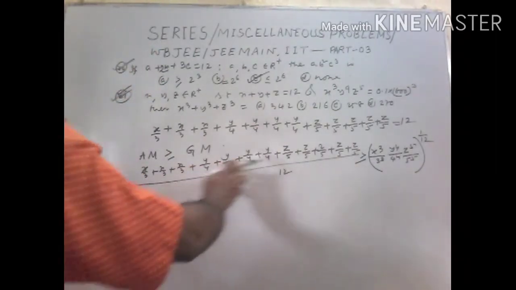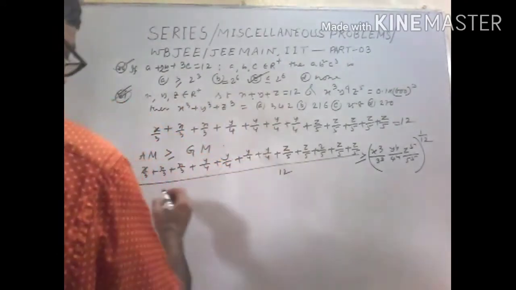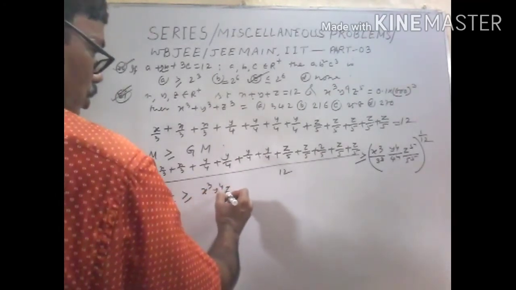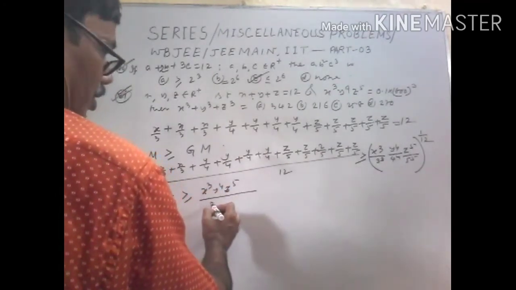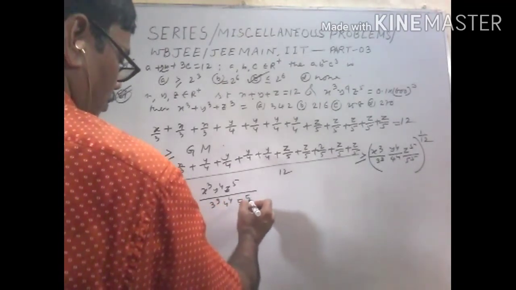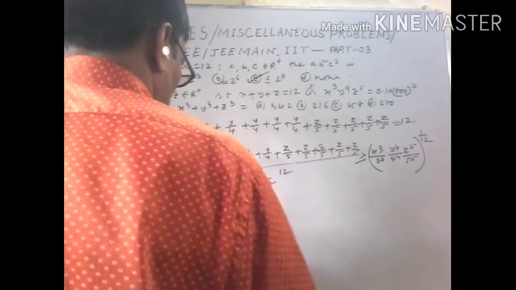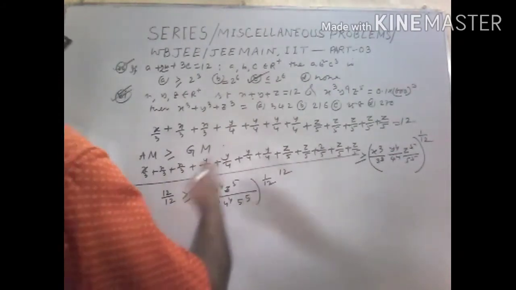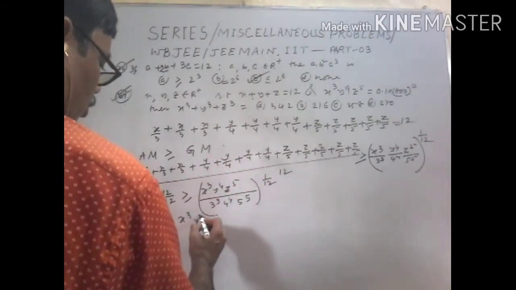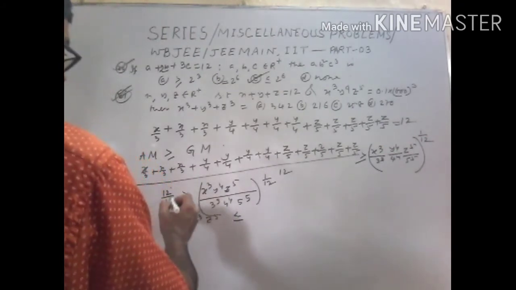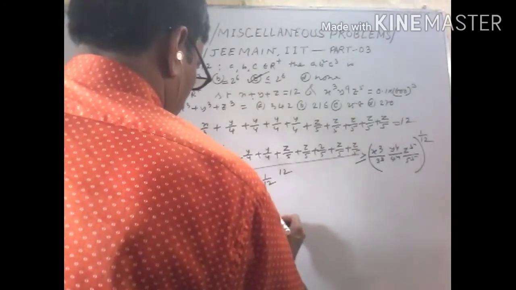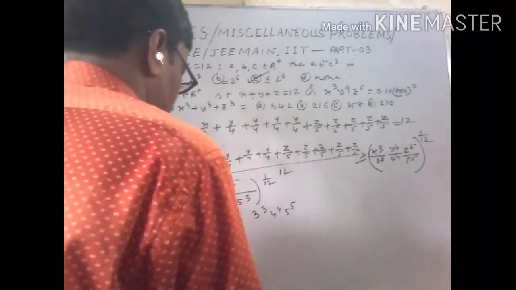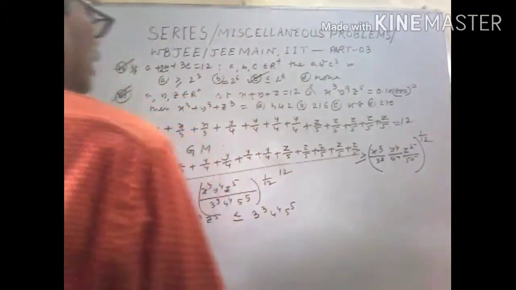So this is equal to x plus y plus z, and this is given to be 12. So 12 by 12 is greater than or equal to x cube y4 z to the power 5 by 3 to the power 3, 4 to the power 4, 5 to the power 5, whole to the power 1 by 12. So if we reverse it in this form, we get x cube y4 z5 less than or equal to 3 cube, 4 to the power 4, 5 to the power 5. And one additional condition is given.